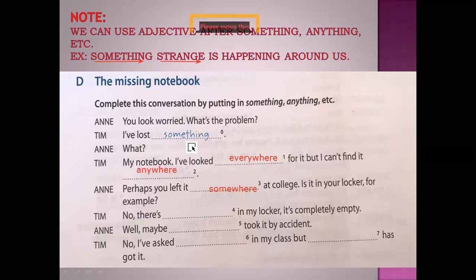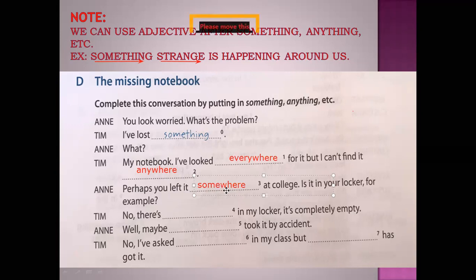At the college, is it a place or person or thing? It is a place, and at the same time, it is not negative. In this case, we're going to use somewhere. With somewhere, we use it for something which is not specific. That's why perhaps you left it somewhere.